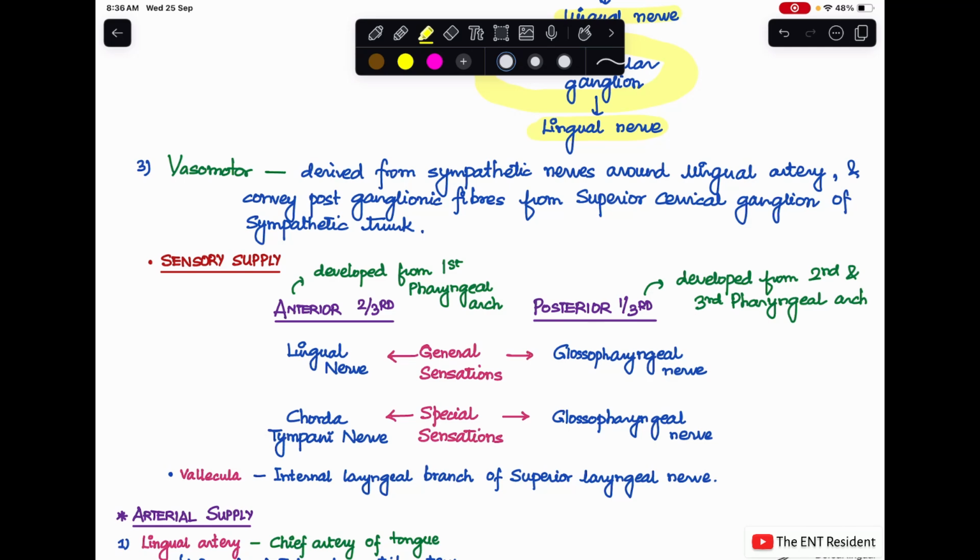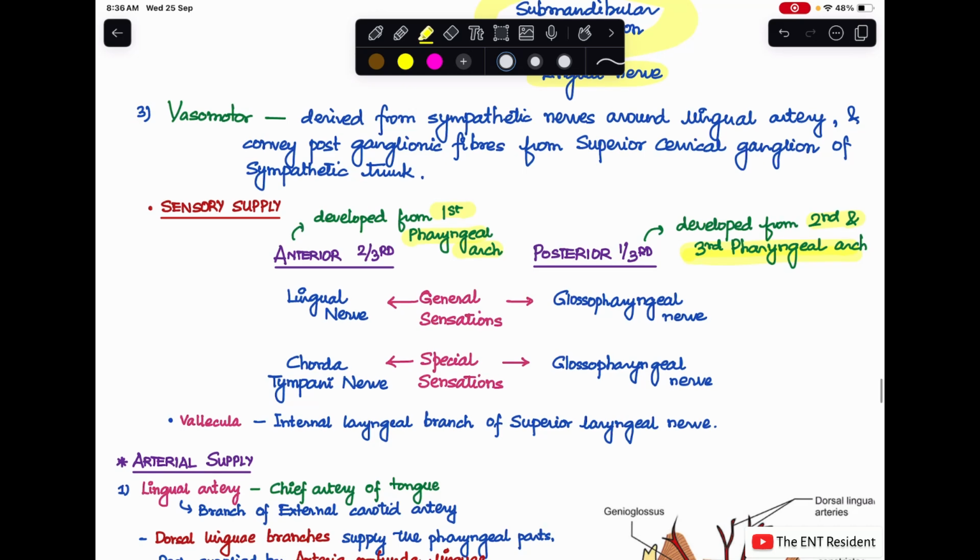So the anterior 2/3 of the tongue develops from the first pharyngeal arch, whereas the posterior 1/3 develops from the second and the third pharyngeal arch. So as a result, when you divide the sensory supply, it can again be divided into two parts: general sensations and special sensations. Now, the general sensation of the anterior 2/3 of the tongue is supplied by the lingual nerve, and the special sensations are supplied by the chorda tympani nerve.